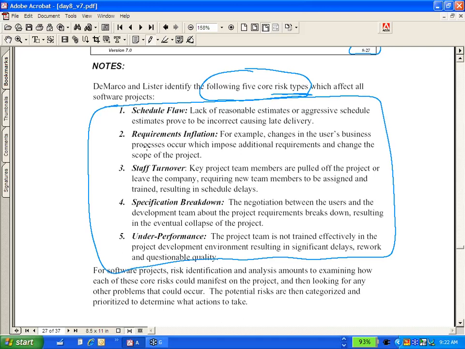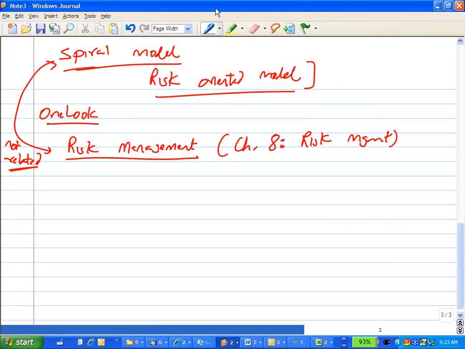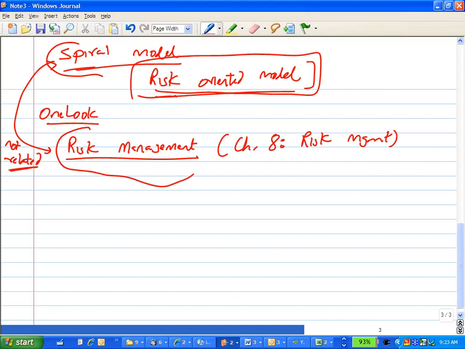The negotiation between the users and the development team about the project requirements breaks down. So Jyoti and Kusuma, we are on chapter 8, page 27, and we are talking about risk management. Risk management was the most obvious offshoot from the spiral model. The spiral model is a risk-oriented model, and since we're dealing with a risky project, we have to do risk management. I said that these two concepts are not related. The spiral model and risk management are separate concepts, but still a good segue into risk management.